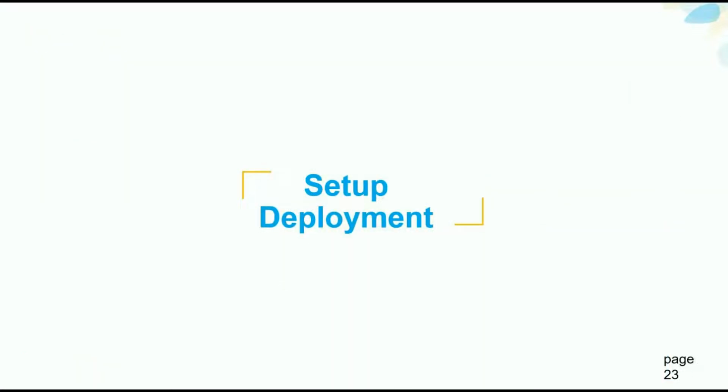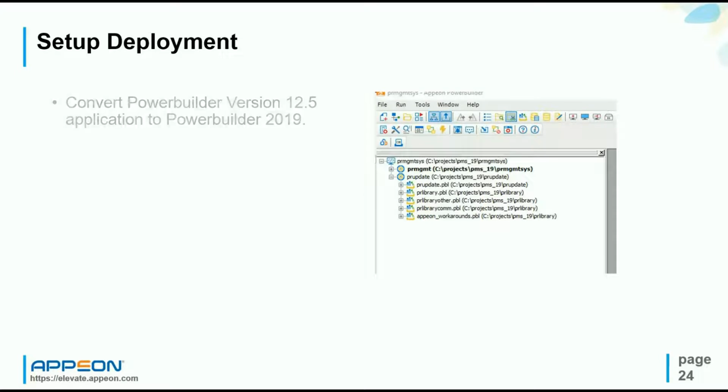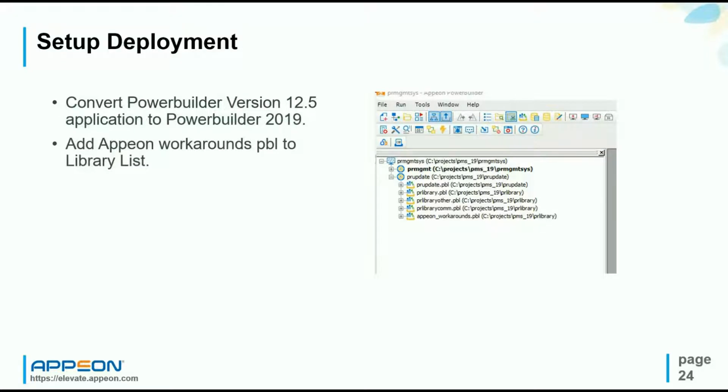Okay, so then we need to set up deployment. So the first thing is we're going to convert our PowerBuilder version 12.5 app to PowerBuilder 2019. Next thing is I added the Appian Workarounds PBL to the library list, and that's because several of the commands that I'm going to use are in that particular PBL, and you need to add that. And then you need to do a full compile and take care of any errors. This went very smoothly, actually, surprisingly smoothly. I just kind of put it in there, very few little tweaks, and we were up and running.